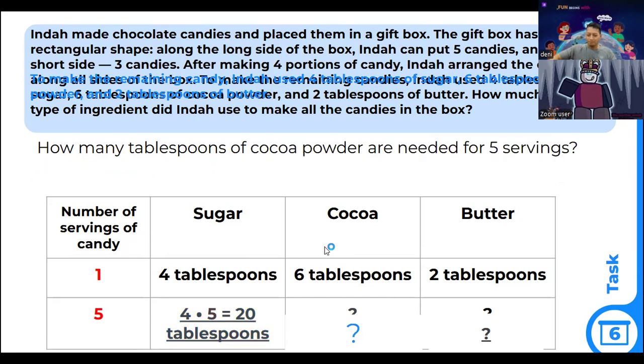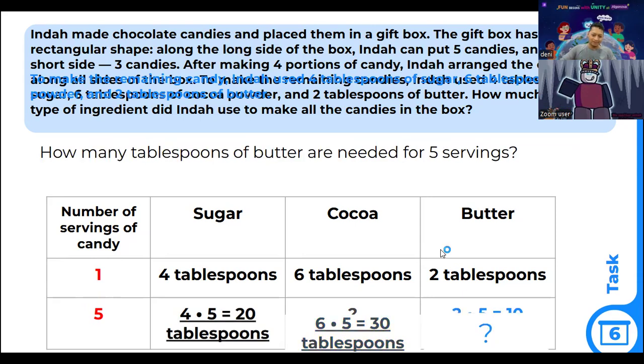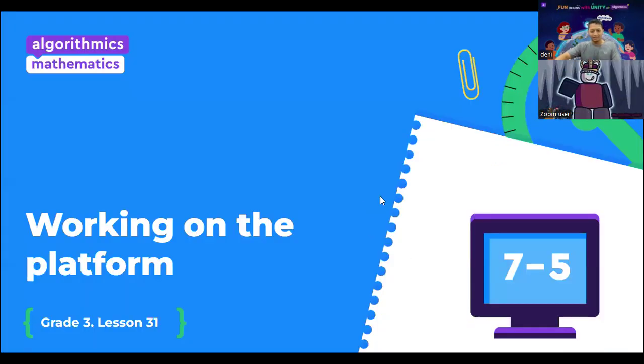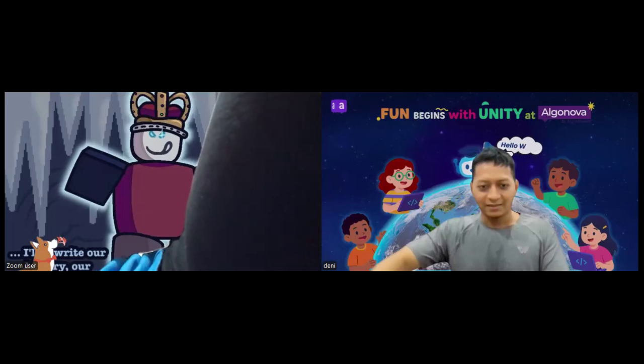What about cocoa? 6. 6 times 5, because there are 5 candies. So what's the answer for cocoa? 30. What about butter? 2 times 5 equals 10. Okay, 10 tablespoons. Okay, let's go to the next task.